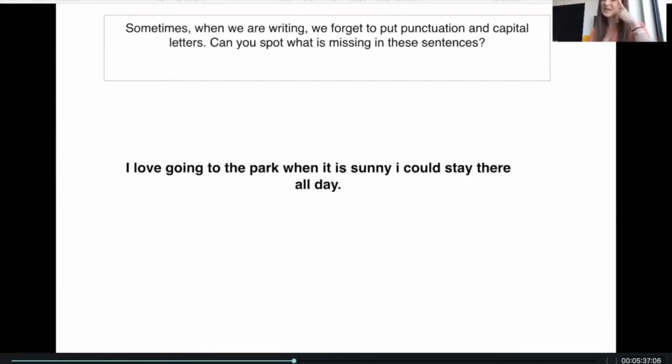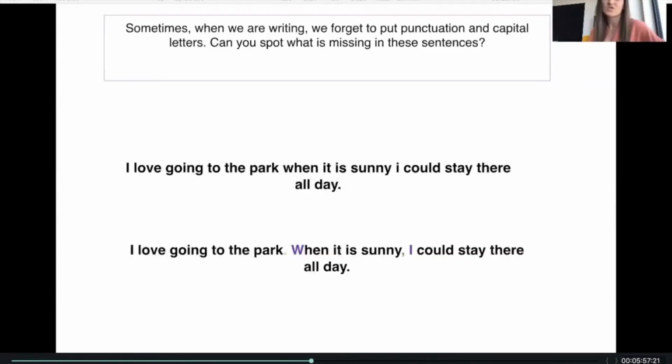I can see that there is a capital letter at the beginning of my sentence, so that's correct. I can also see there's a full stop at the end of my sentence, so that's also correct. It must be a problem in the middle of my sentence. So let me have a look. I love going to the park when it's sunny. That's a whole sentence. So that should be with a full stop at the end.